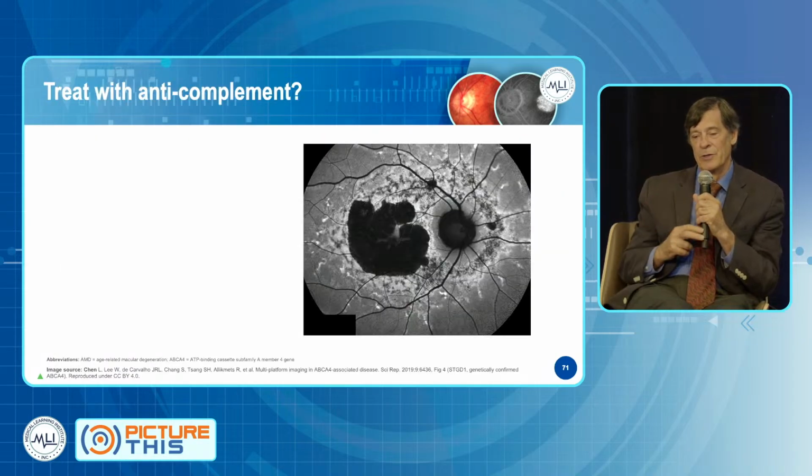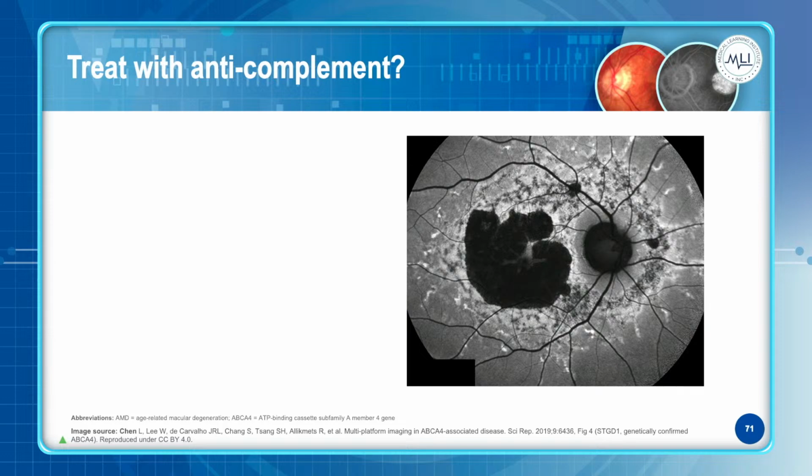So here's a patient, and you see the atrophy is encircling, but they're still able to read. So would you treat this patient with anti-complement therapy? And let's say the other eye was gone. So you have this remaining small island.